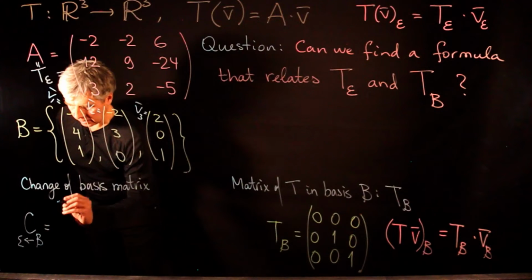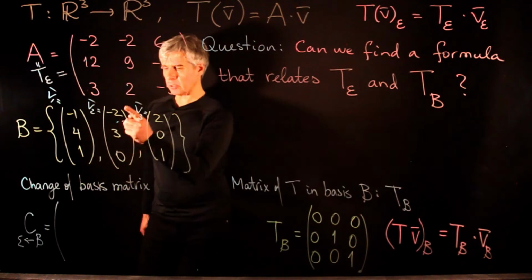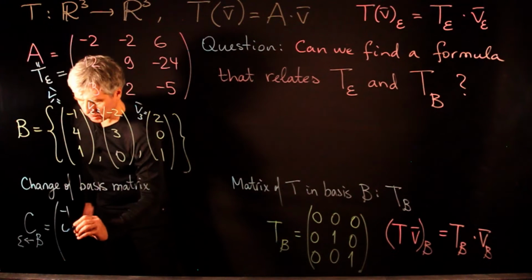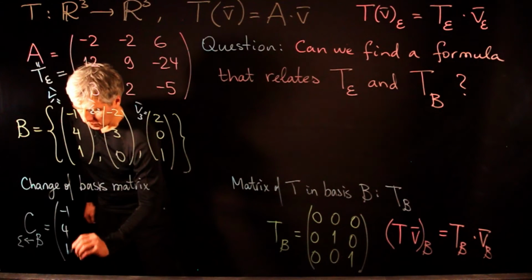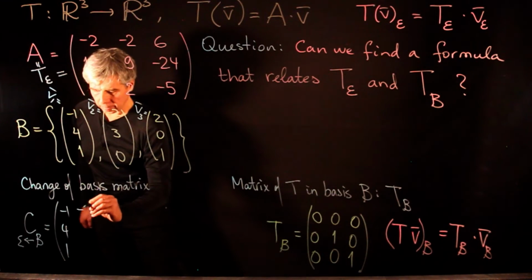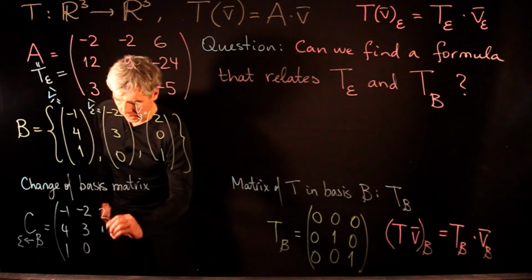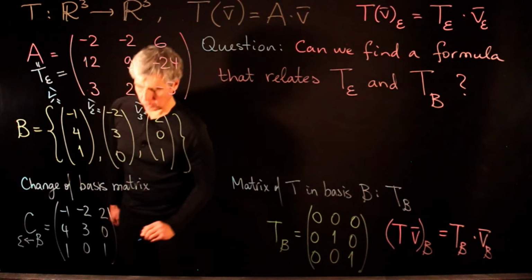So if we have a non-standard basis, then we obtain the change of basis matrix C, B to E, by placing the vectors of the non-standard basis as columns. So we'll get the change of basis matrix: -1, 4, 1 as the first column, -2, 3, 0 as the second column, and 2, 0, 1 as the last column.